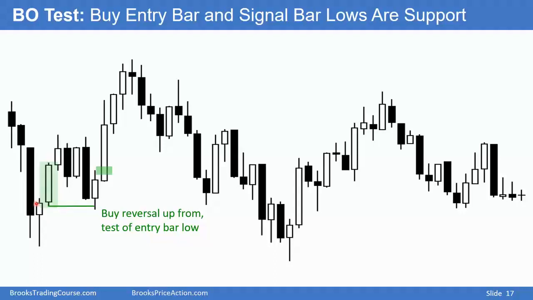Reversal up, bulls will buy. Good looking buy entry bar, and the market dipped below the low of the entry bar, and the market reversed up again. Very often the market will dip a little bit below the entry bar and then reverse up. Some bulls will place a limit order to buy at the bottom of that bar.